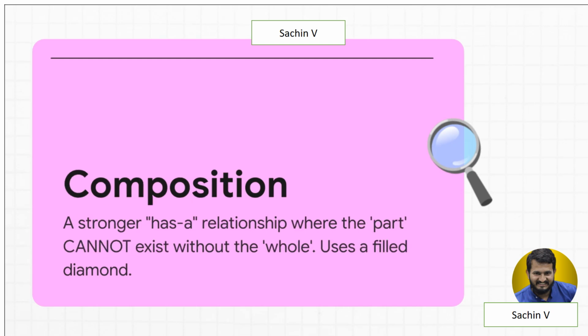Now, let's contrast that with composition. This is a much, much stronger has-a relationship, and we show this one with a filled-in diamond. With composition, the part is completely dependent on the whole for its very existence. Think of a house and its rooms. A house has rooms, but if you demolish the house, well, the rooms are gone too. They can't just exist independently, floating in midair.